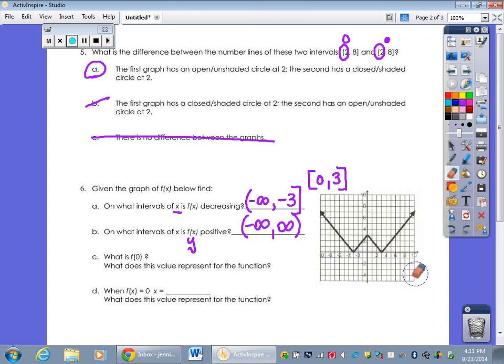For letter C, it says, what is f of 0? So when x is 0, because remember it's f of x, so this is like saying when x is 0. So when x is 0, what is y? And y would be 3. And what does this value represent for the function? It represents the y-intercept.